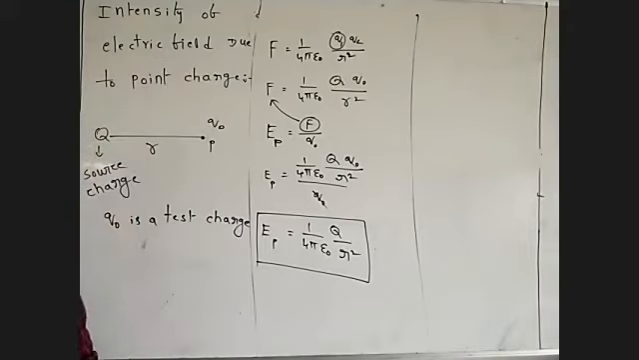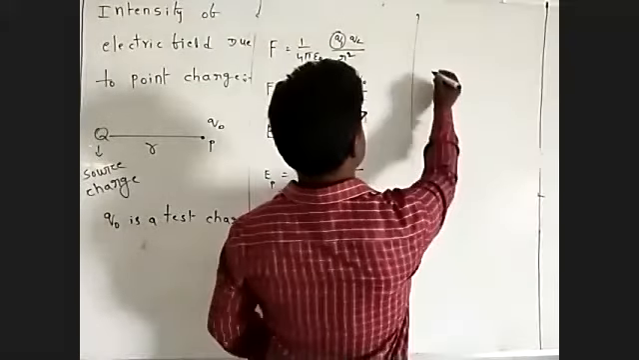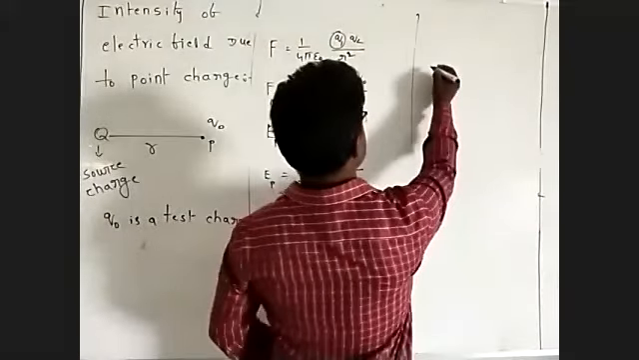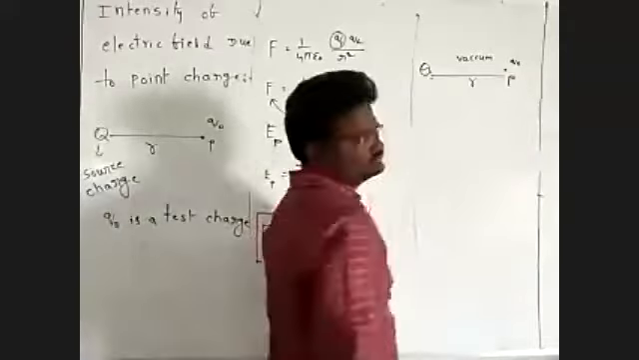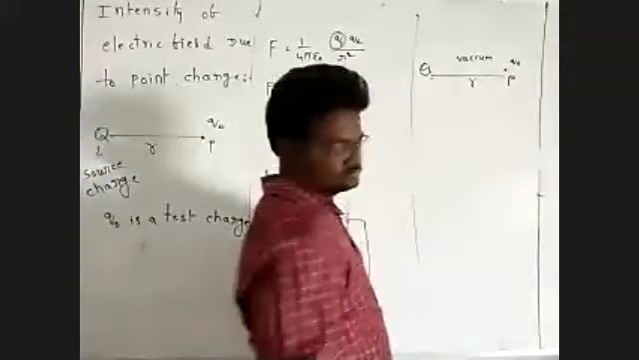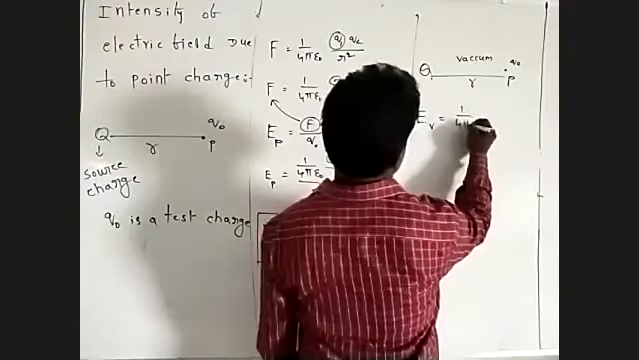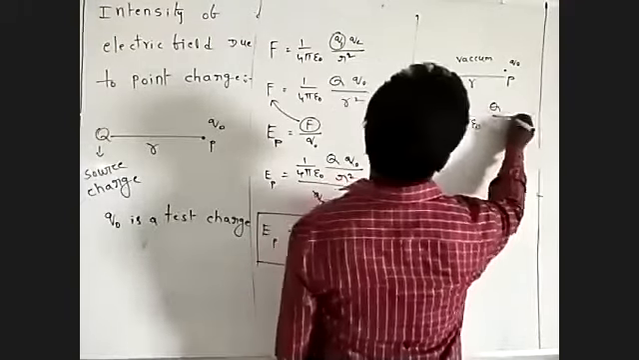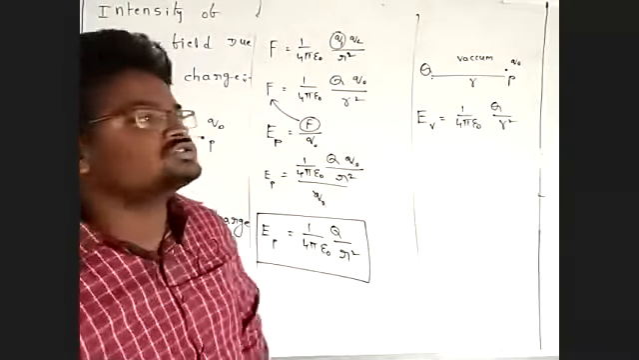Suppose, for example, this is a point charge Q, this is point P, and this is Q naught. There is vacuum between the two charges. Distance from here to here is R. Electric field in vacuum is equal to 1 by 4 pi epsilon naught capital Q by R square.